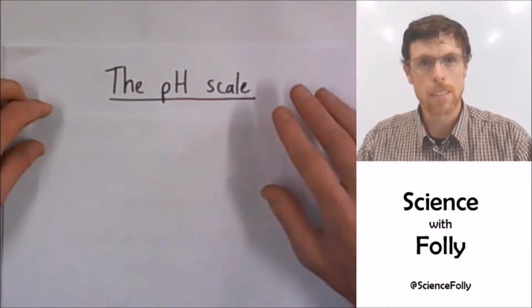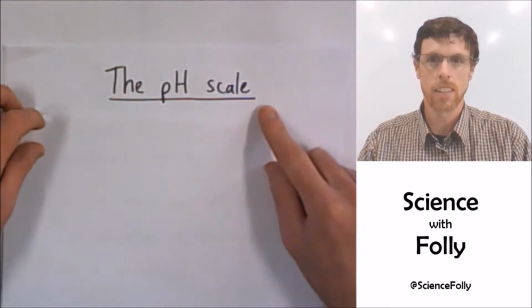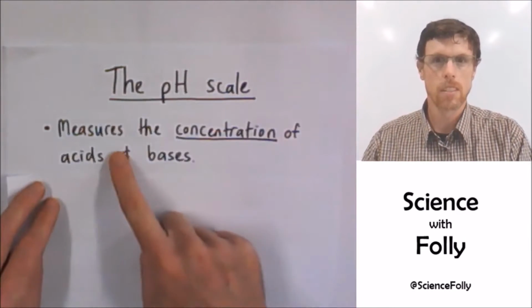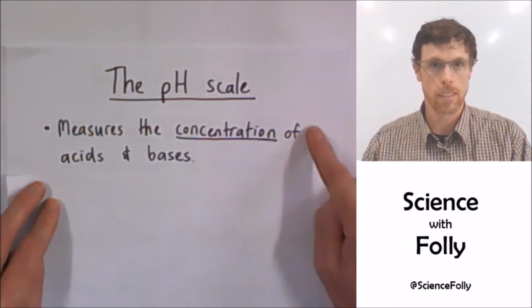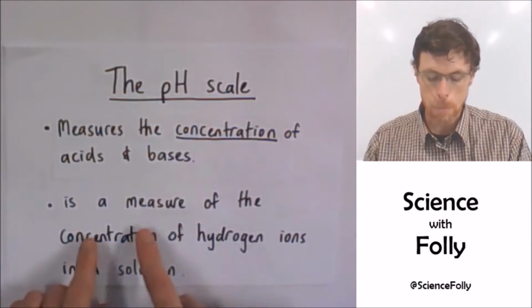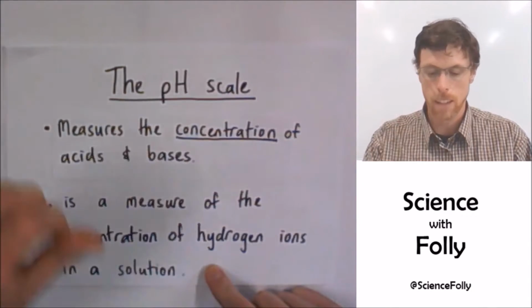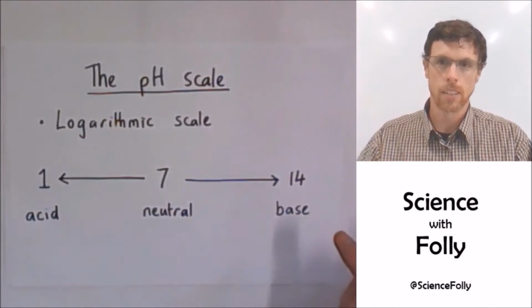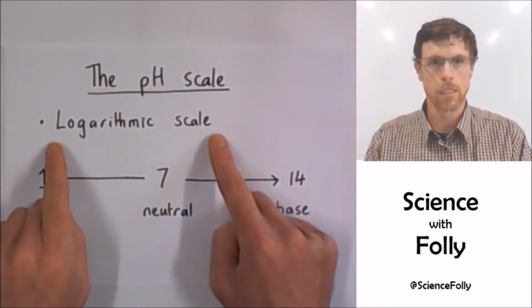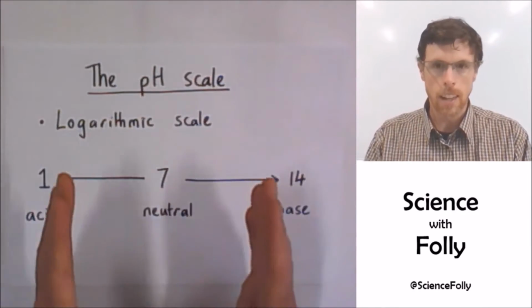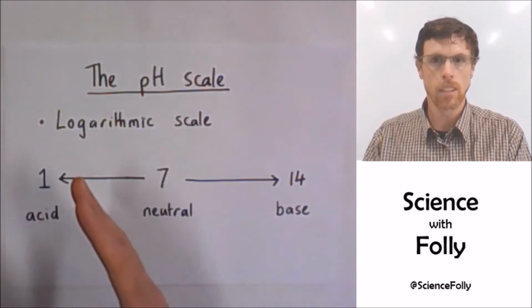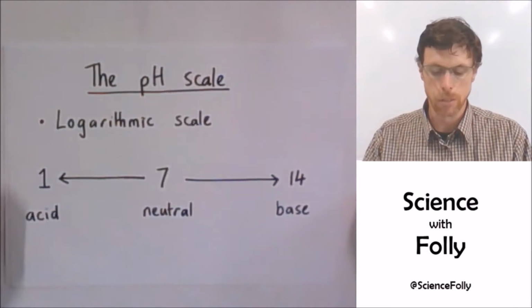Now, acids and bases are measured on the pH scale, and the pH scale measures the concentration of acids and bases. It is a measure of the concentration of hydrogen ions in a solution. And when we look at the pH scale, we've got to remember it's a logarithmic scale. That means that every step up is 10 times greater than the step before.